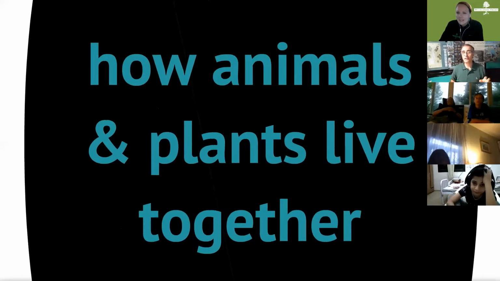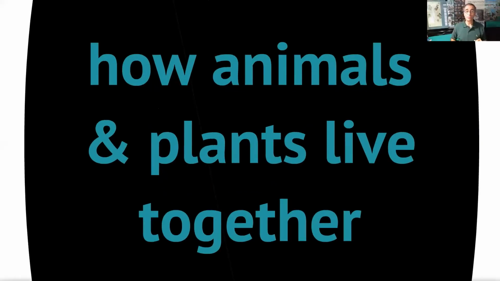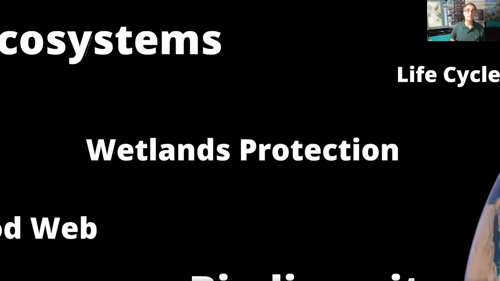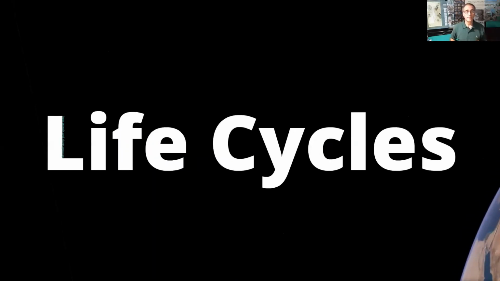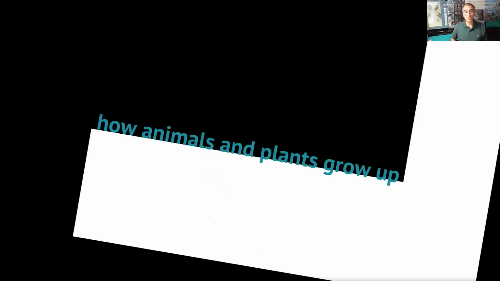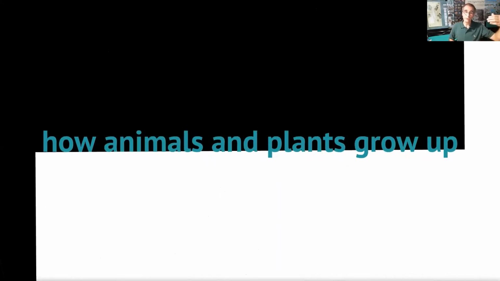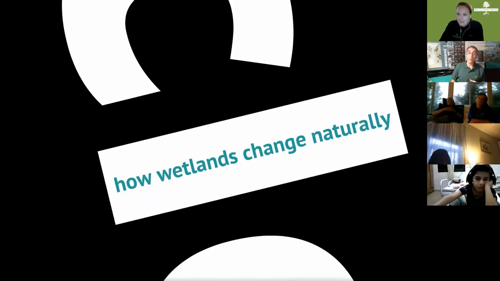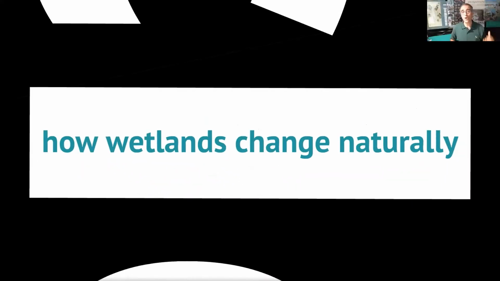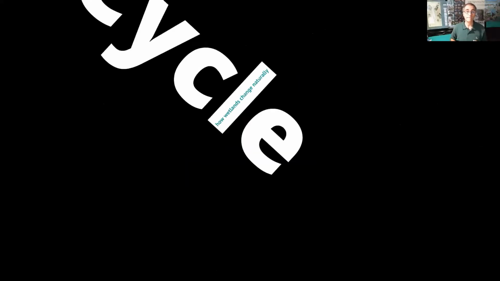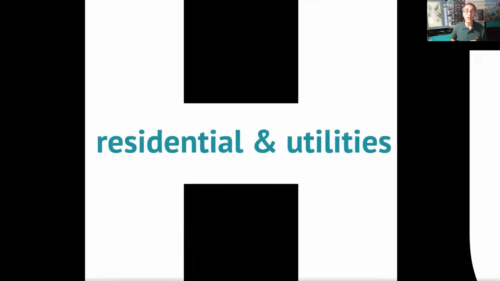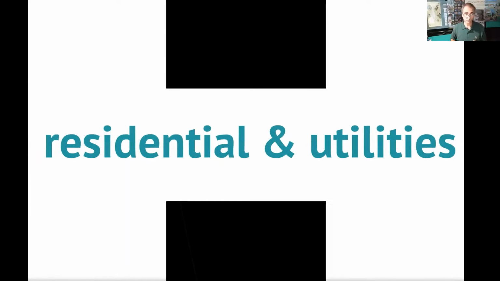We'll see a couple of examples of the food web, how animals and plants live together. We'll look at the life cycle of these animals, which is how animals and plants grow. So from egg till they lay eggs again. That'll be the life cycle. We'll see examples of the water cycle. So it's very important to understand that the water has a great influence on the wetlands because it's land that's wet after all. So we'll see how wetlands change naturally, and also through human activities, how wetlands can change.